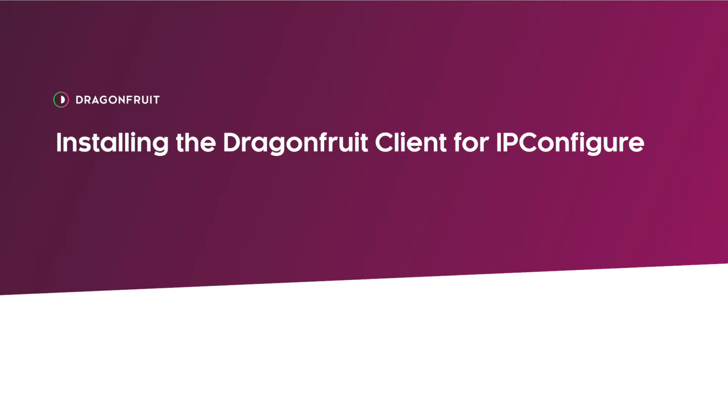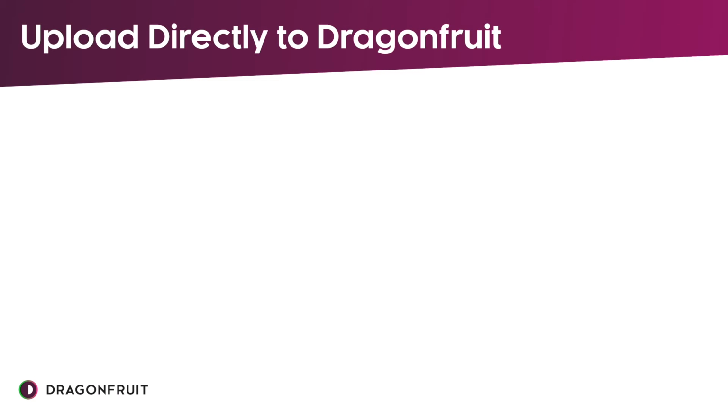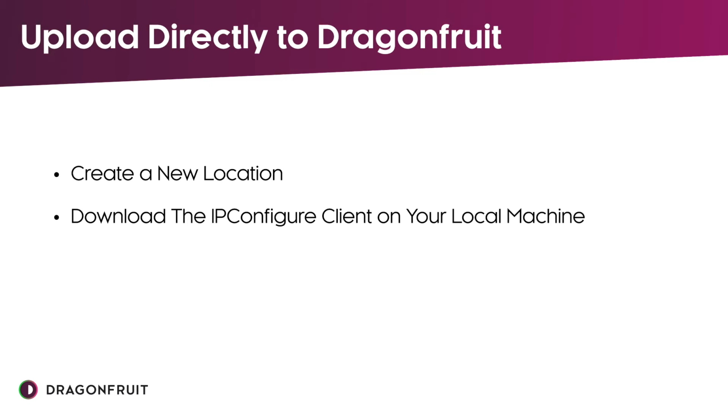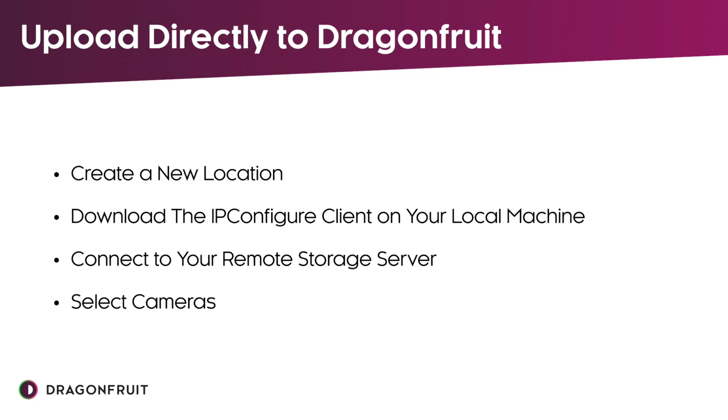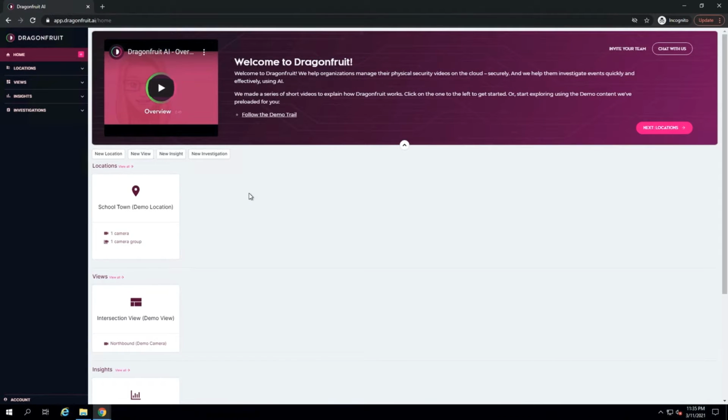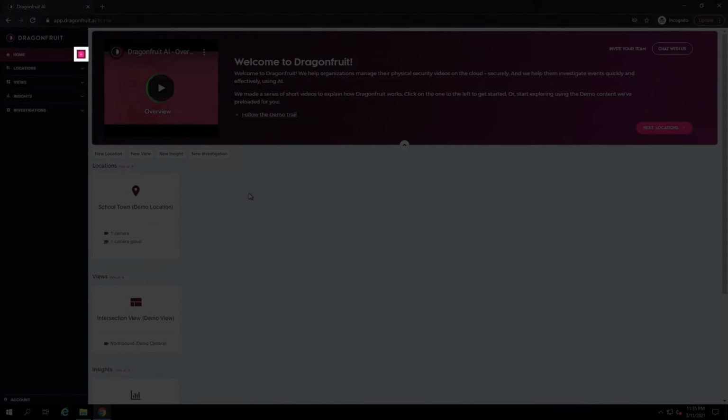Welcome to the Dragonfruit IPConfigure client installation tutorial, which will cover how to upload video directly from your IPConfigure VMS to Dragonfruit. This can be accomplished in 4 easy steps. First, create a new location. Next, download the IPConfigure client on your local machine. From there, connect Dragonfruit to your remote storage server, and finally, select the cameras whose feeds you'd like uploaded to the Dragonfruit cloud.